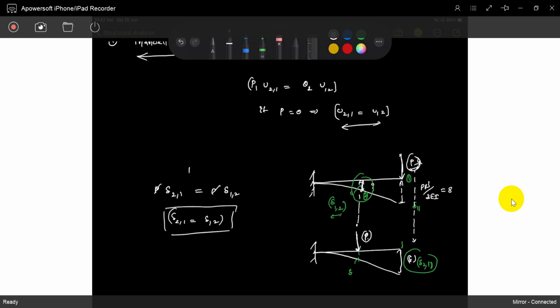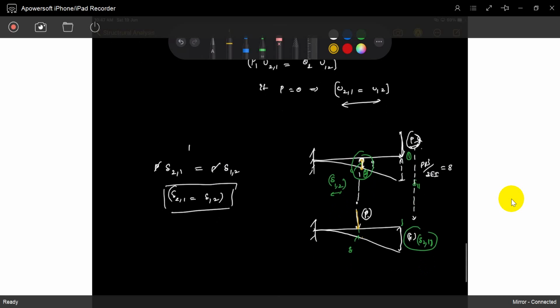If you apply a load here and you want to find this deformation, it is equal to the deformation caused by the force P applied in the second direction, in the first direction. Both are equal. Understood? So I will find out the deformation, but I will write exactly the derivation.